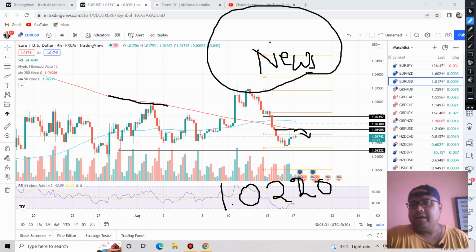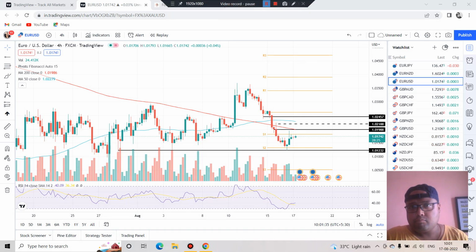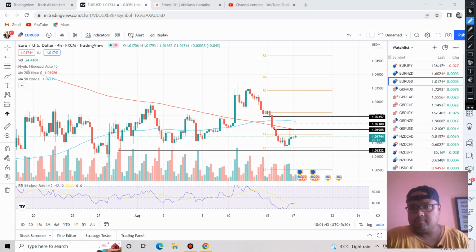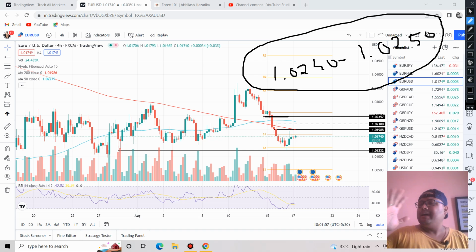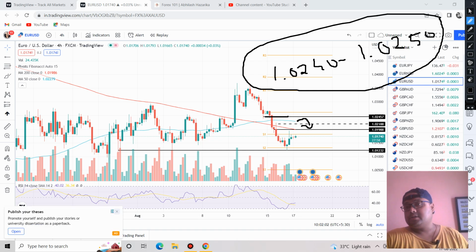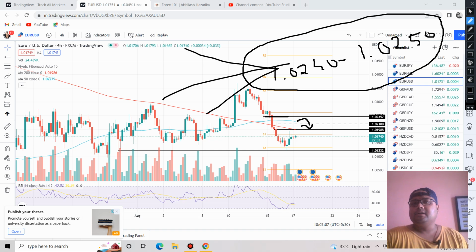But the 50% retracement level may have the potential to reverse the market. 1.0240 to 1.0250. This is the Fibonacci 50% retracement level. In case market starts flying, then yes, you can expect the market to reverse from this level onwards. Okay, so if market reverses from this particular level here, we can consider a sell position.